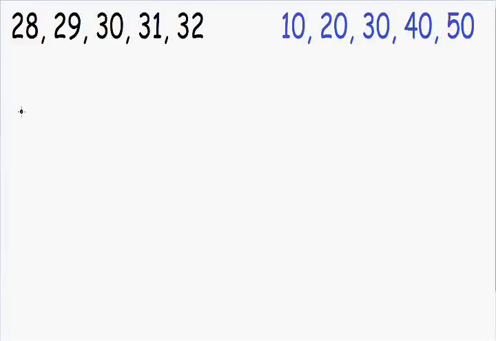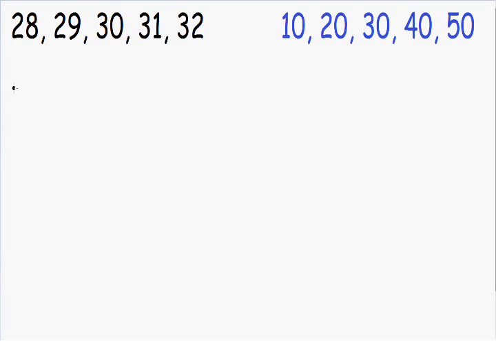Okay, so welcome to my video on standard deviation. And standard deviation is just a fancy way of saying how far apart or how close together all of the numbers in a data set are. So let's take a look at this data set in black. We have 28, 29, 30, 31, 32.